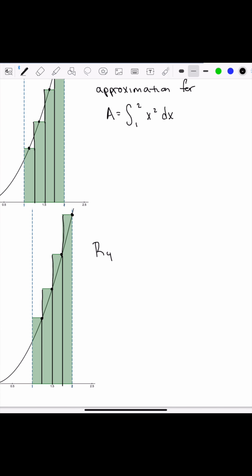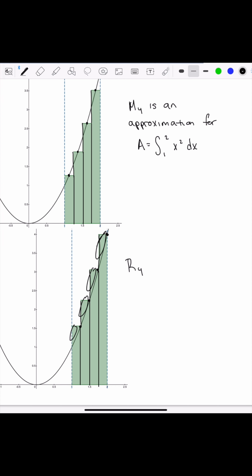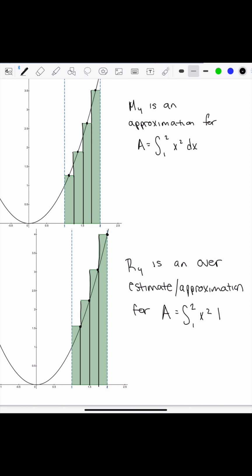So here we see that there's no area under the curve that's missing, right? We have the entirety of A included, but on top of that, we also have some areas above. So this is an over approximation of A, because it has more area than just A. Remember, A was just the area under the curve. Here, we have a bunch of areas over the curve. So R4 is an overestimate or approximation. Estimate and approximation mean the same thing, so those are synonyms, for A, which is the integral of x squared from 1 to 2.